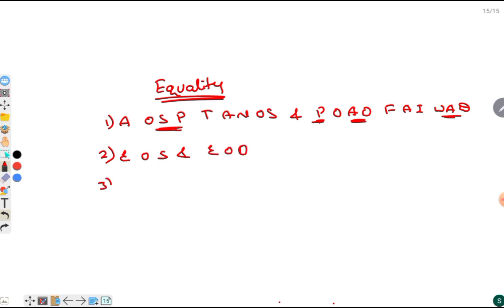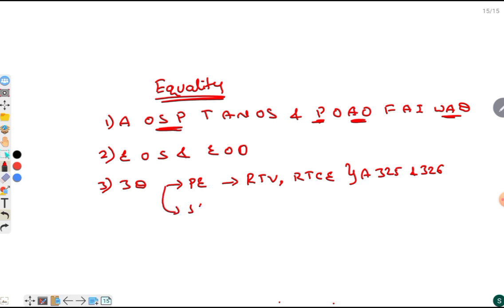There are three dimensions of equality. One is political equality, where we see it in various provisions like the right to vote and the right to contest elections. The articles related to these are Article 325 and 326.